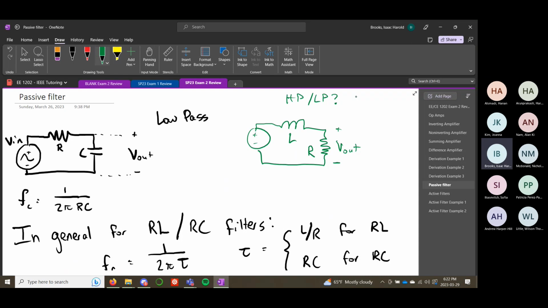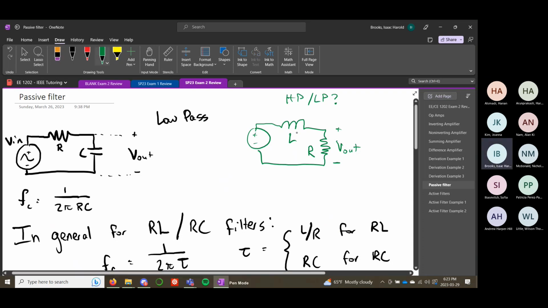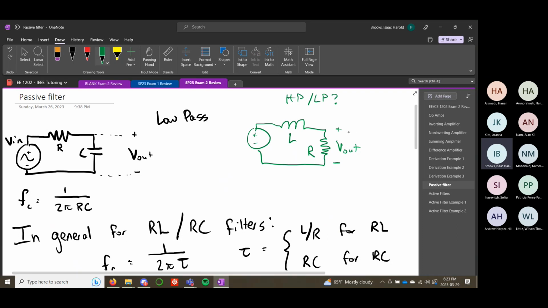this is a low pass filter because at high frequencies, the inductor acts as an open circuit. So at high frequencies, all the voltage is going to drop around here, and none of the voltage is going to be at the output. So at high frequencies, it has a very low output voltage. At low frequencies, the inductor acts as a short circuit, so all of the voltage is going to be on the output, right? So this is a low pass filter.